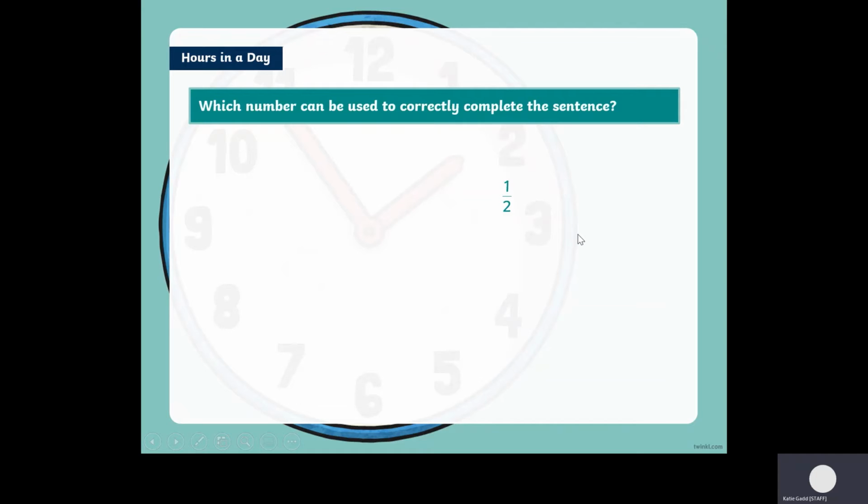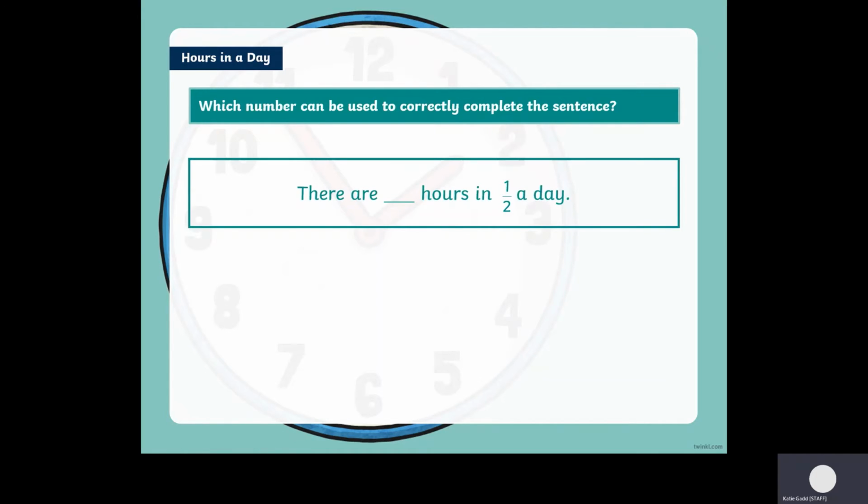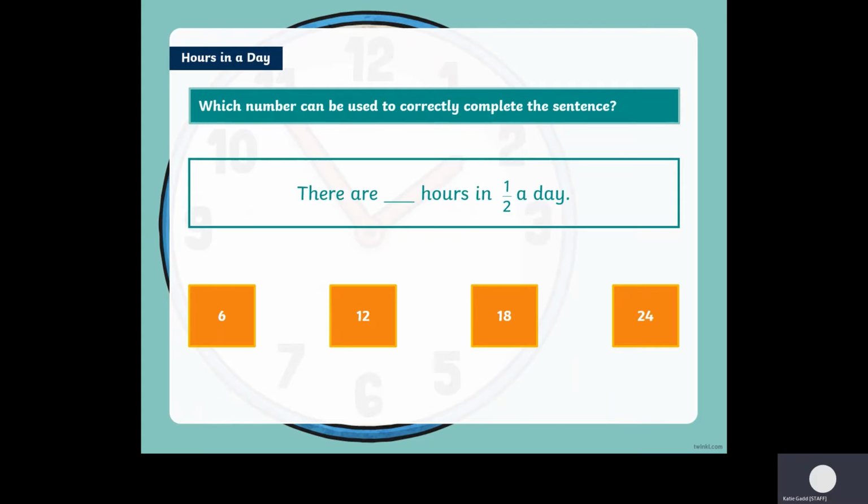Okay, so which numbers can be used to correctly complete the sentence? There are hours in half a day. How many hours are there in half a day? Pause the video and have a think. So your options are 6, 12, 18, and 24. Pause the video again and think which one goes in the gap.